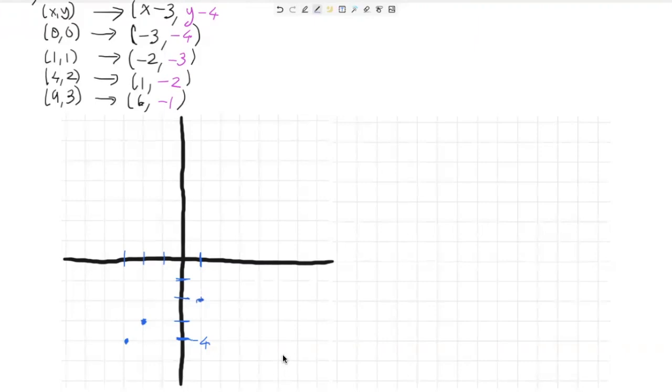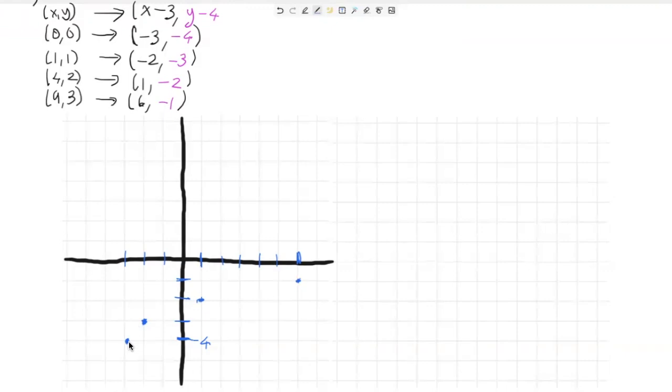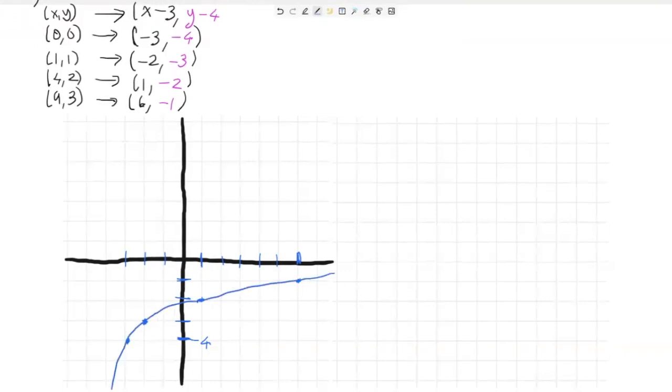And then x is 6. So I go to 6: 2, 3, 4, 5, 6. 6 with a -1. And I'm going to connect these points. Now, you have to be a bit careful because it's not going to be a curve like this. You have to remember that the square root function has a starting point.